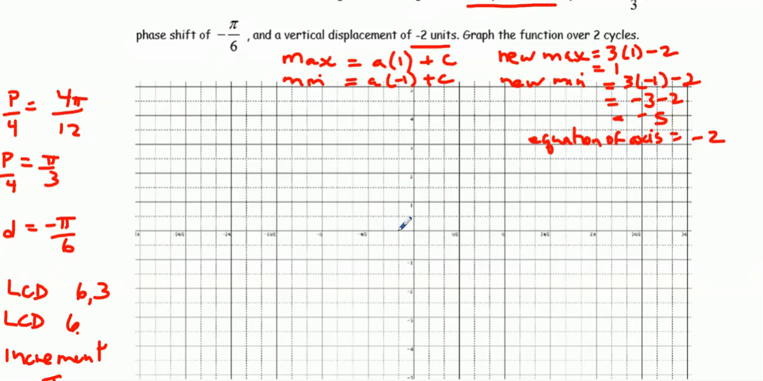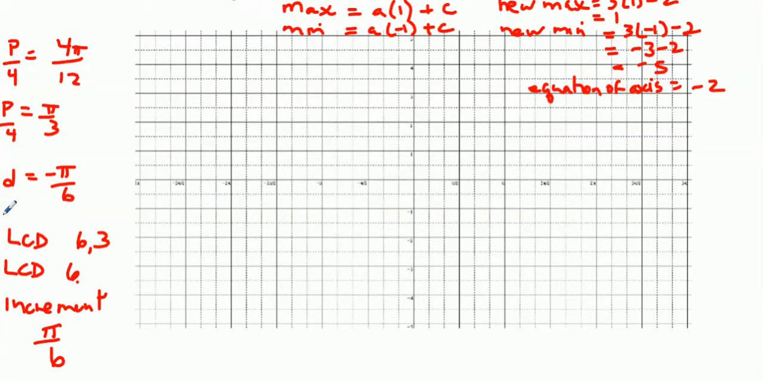I go over to negative pi by 6. I have to figure out whether I've got sine or cos. It's sine. So I know sine starts on the equation of the axis. And the equation of the axis now is minus 2. So I'm going to start here. Let's just make this blue. Okay. And then I'm going to figure out my quarter period, which is pi by 3. So pi by 3, this is 1 pi by 6, 2 pi by 6 is pi by 3, so I have to go over 2 squares.